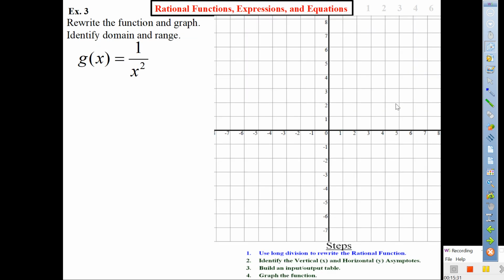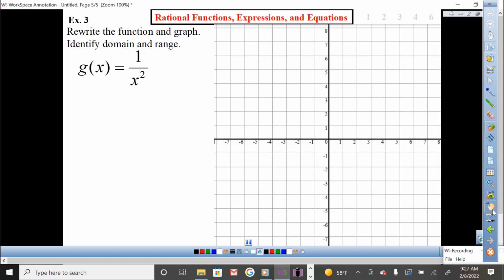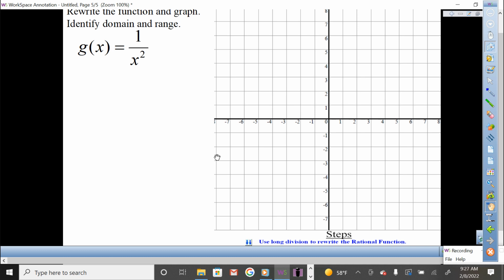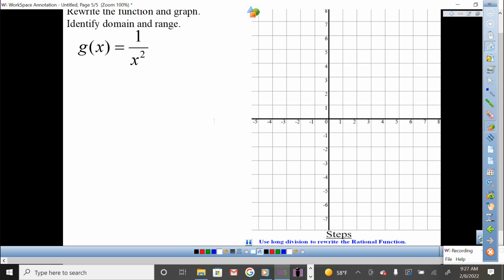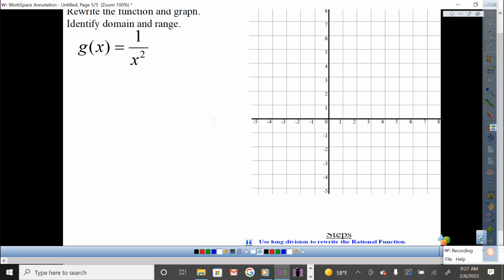Example 3. It says, rewrite the function and graph and identify the domain and range. And we are given g of x equals 1 over x squared. And for the sake of this, make a coordinate plane from -5 to 5, please, on both the x and the y axes.